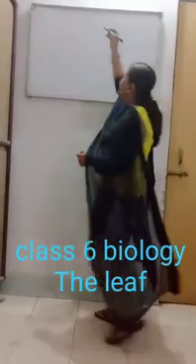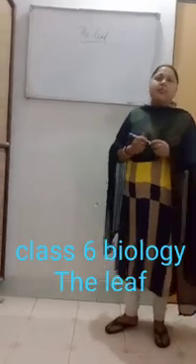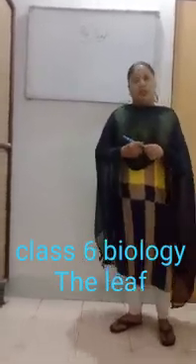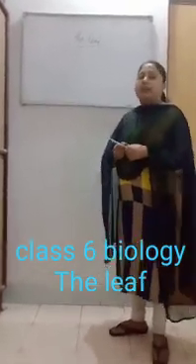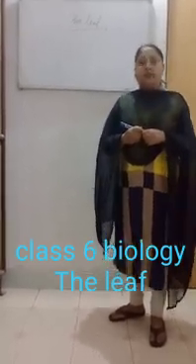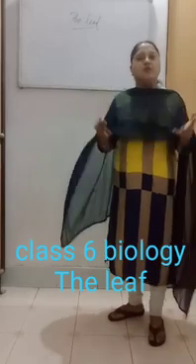Now, we are going to start with the first chapter. The first chapter is leaf. Now, leaf, we all have seen the leaf. Every plant contains leaves. Now, leaves can be broad, narrow, big, or small. As big as banana leaves, as small as tamarind leaves. Or it can be a rose leaf, it can be a mango leaf. Every plant contains a huge number of leaves.